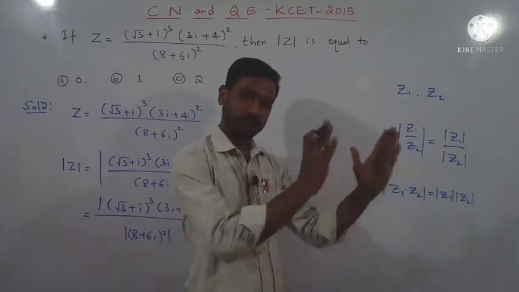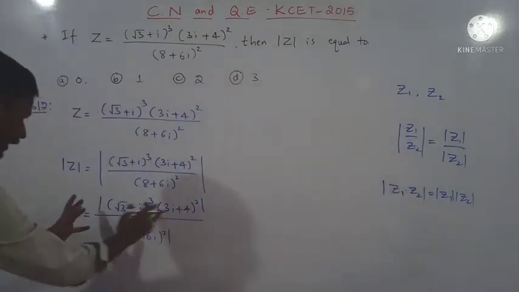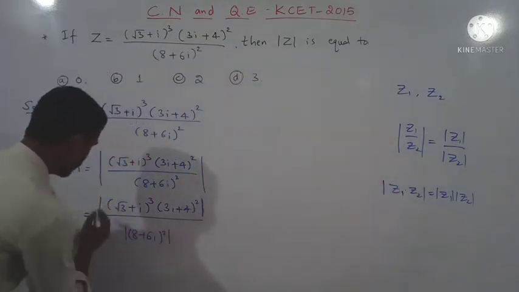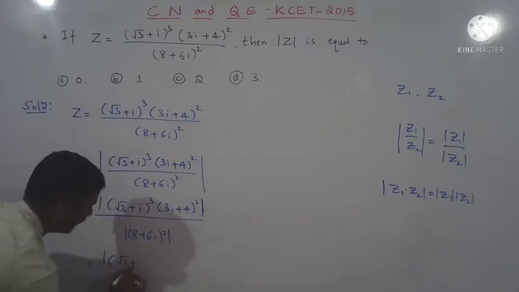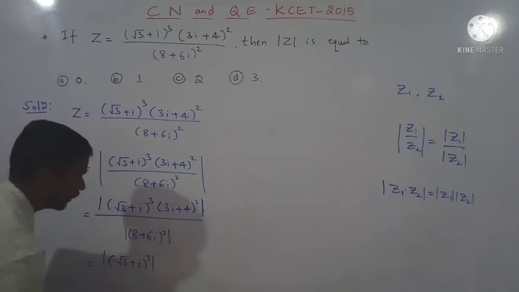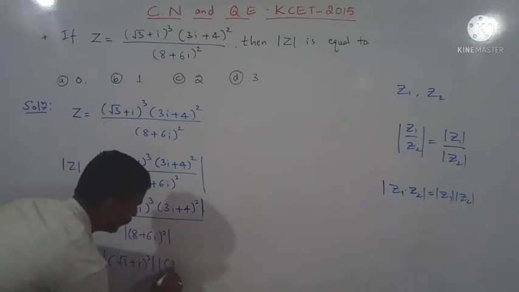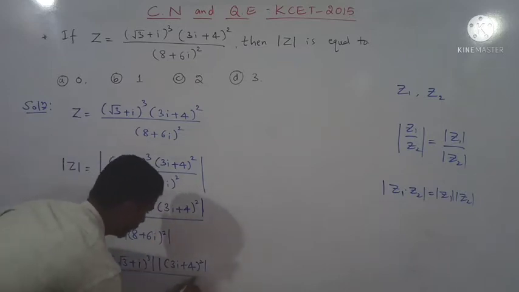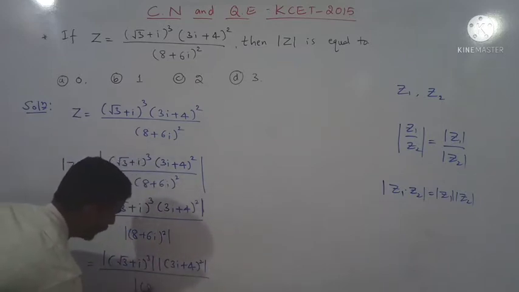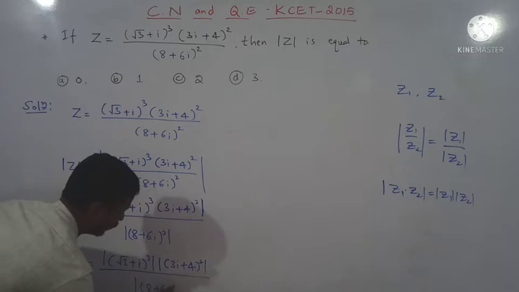So I can separate the modulus. Separating the modulus here, we get modulus of (root 3 plus i) whole cube into modulus of (3i plus 4) whole square, whole divided by modulus of (8 plus 6i) whole square.